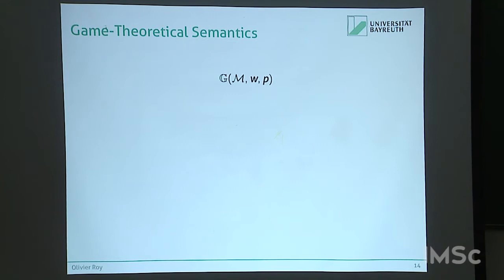So the winning condition: if you hit a propositional letter, then there's nothing to do. The player who is verifier wins if the proposition is true in this state in that model, and he or she loses, depending on who's verifier at that point, if the proposition is false. That's very simple. That's the point where the game ends.